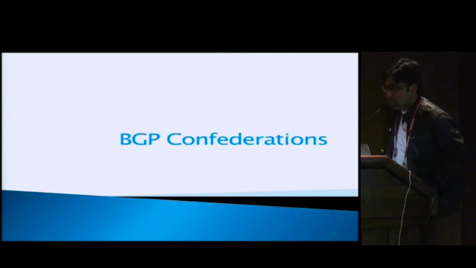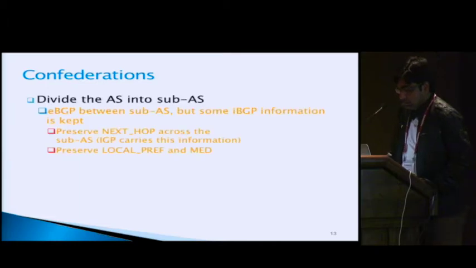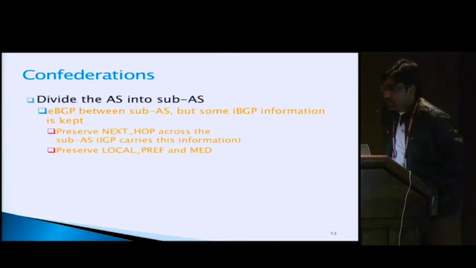I'll quickly go over what BGP Confederation is and the idea behind it, and then later we'll focus more on route reflectors. The idea behind Confederation is divide and conquer. You take your autonomous system as one, and then divide it into logical sub-autonomous systems. So you cluster your routers into small autonomous systems inside your own AS.